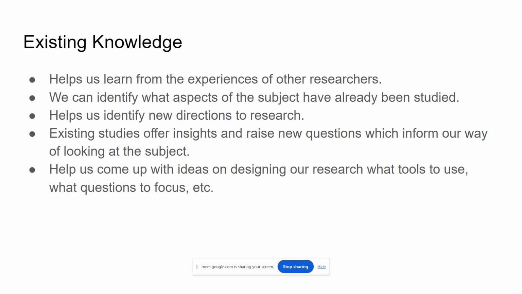Okay. We can identify what aspects of the subject have already been studied. Whenever anybody talks about literature review, about going through certain documents that have already been written about a certain concept, it is obviously seen that the novelty factor has to be there in your research. You cannot be just replicating a research again. So that should be there.